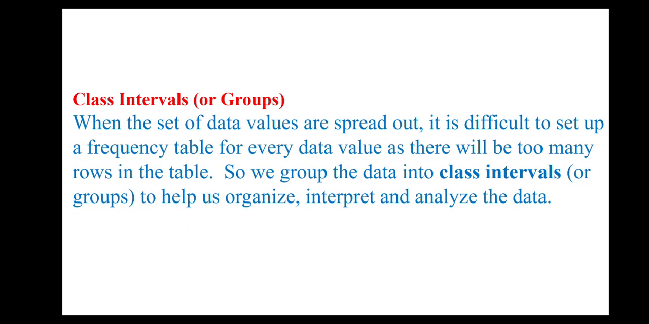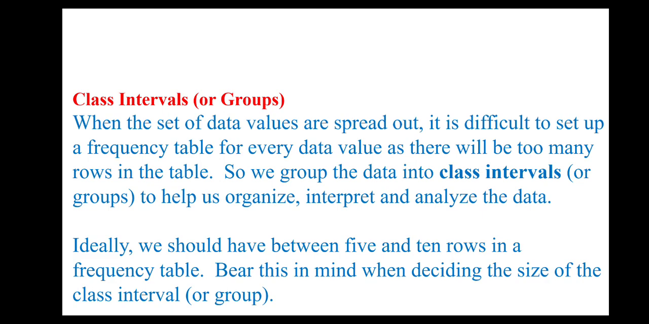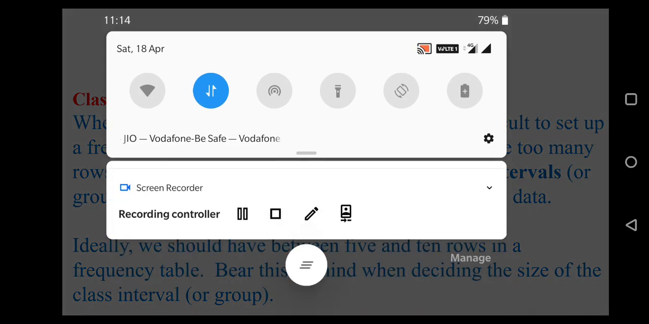Class intervals are groups; only how to find them. This is the same as what you said about the continuous class interval that we are going to see. When the set of values is spread out, it is difficult to set up a frequency table. So you can say it is class interval grouping up to here. This will be continued in the next class. Okay, till here I stop.